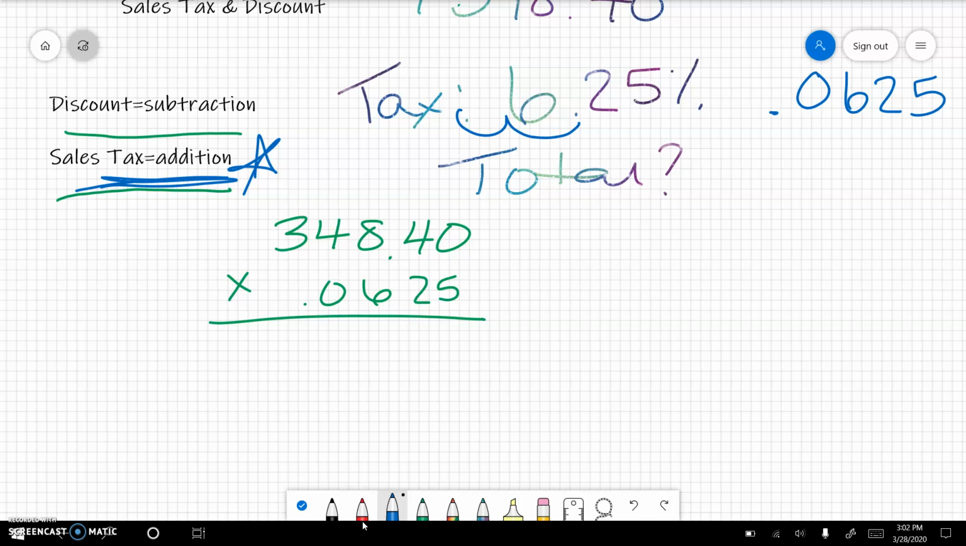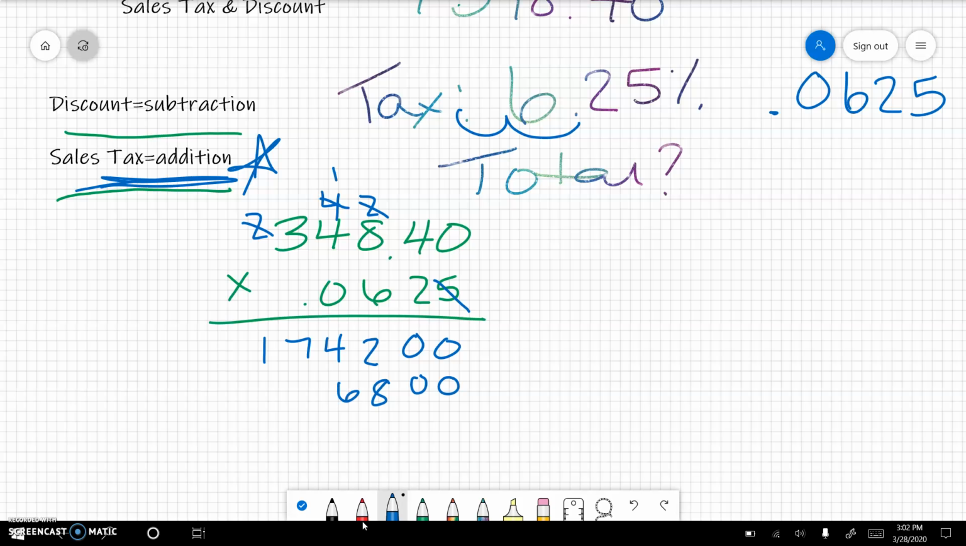Okay, so multiply. 5 times 0 is 0. 5 times 4 is 20. 5 times 8 is 40, plus 2 is 42. 5 times 4 is 20, plus 4 is 24. 5 times 3 is 15, plus 2 is 17. Okay, cross off that guy, and that guy, so I don't get confused. Placeholder 0. 2 times 0 is 0. 2 times 4 is 8. 2 times 8 is 16. 2 times 4 is 8 plus 1 is 9. 2 times 3 is 6.